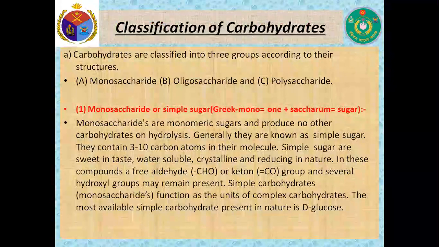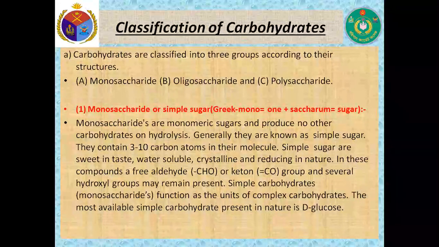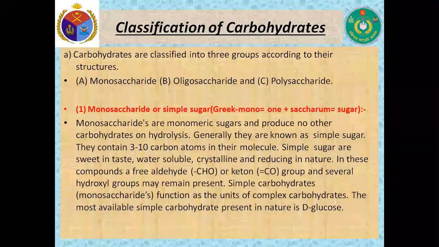Now, classes of carbohydrates. Carbohydrates are classified into three groups according to their structure: monosaccharide, oligosaccharide, and polysaccharide. Firstly, monosaccharide. The Greek word mono means one and saccharide means sugar. It means single sugar or simple sugar. Monosaccharides are monomeric sugars and produce no other carbohydrates on hydrolysis. Generally, they are known as simple sugars.